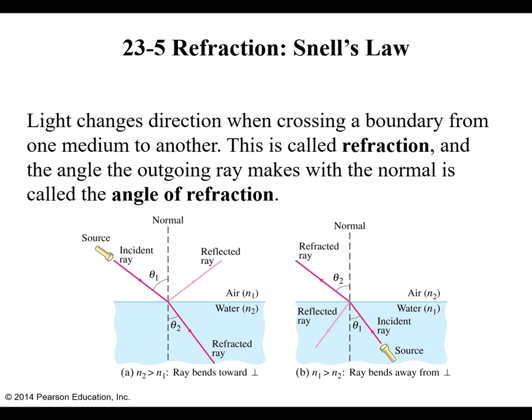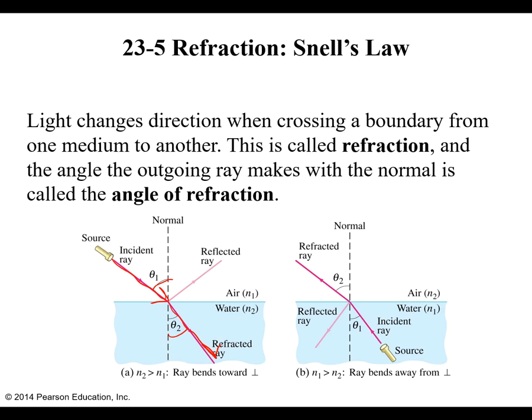Okay, so light changes direction. Not only does it change speed, but it also changes direction when crossing a boundary from one medium to another medium. Now that change in direction is our refraction. And we talked about our incident ray, which is the light ray coming into the surface. And then after the light is refracted, that's our refracted ray. You have your angle of incidence and you have your angle of refraction.